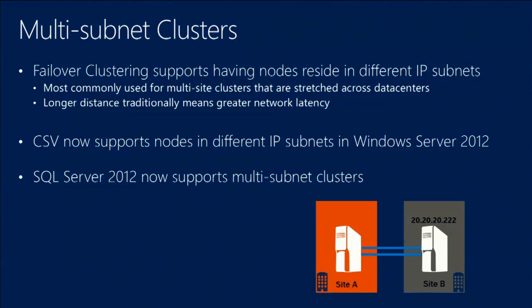I'll just highlight this: cluster shared volumes in Windows Server 2012 do support nodes in multiple subnets. That used to not be the case for Windows Server 2008 R2. Cluster nodes by themselves were already supported even in 2008 R2, but cluster shared volumes V1 was not. But in Windows Server 2012, it is. SQL Server 2012 also supports running on top of a cluster which is stretched across different subnets.